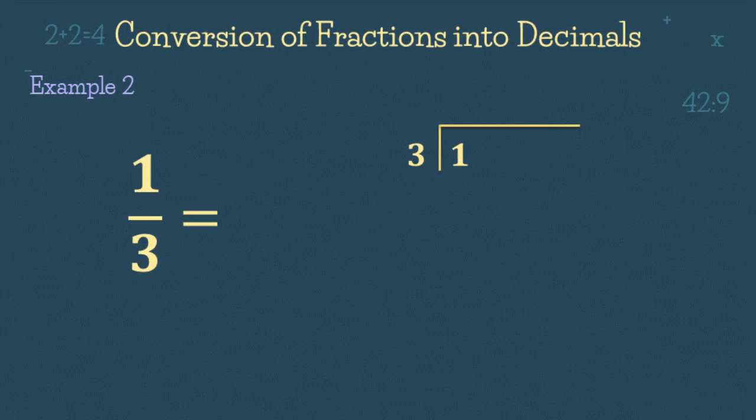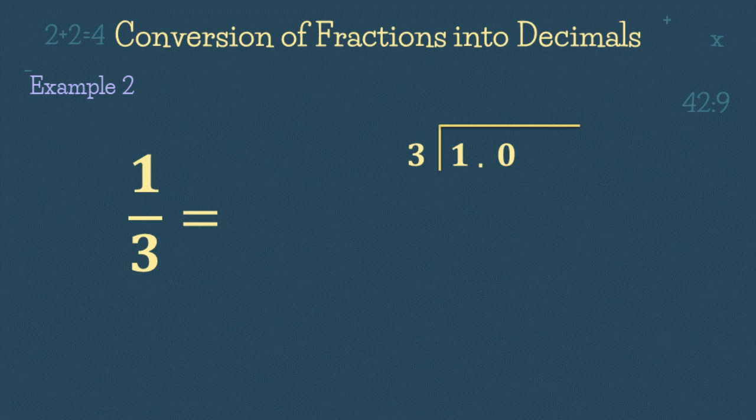Let's do a slightly harder one. Let's figure out 1/3. Once again, we'll take the denominator 3 and place it outside the long division symbol, so this is our divisor. And then put the numerator 1 inside the bar as our dividend. I will then add a trailing 0 after 1 here. Can 1 be divided by 3? It cannot be, so we proceed to the next digit, which is the 0 after the decimal point.